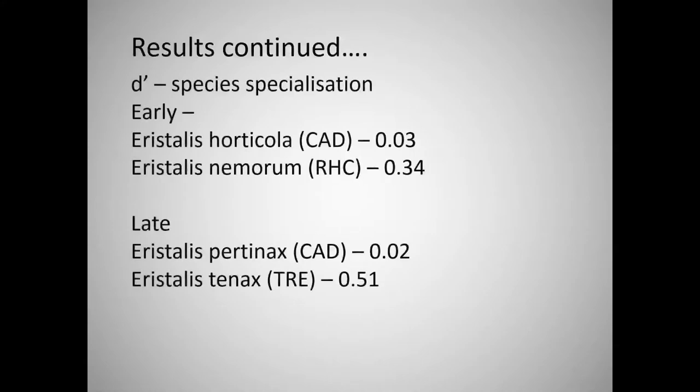When we looked at the value of d', it was a bigger table, so this is just the edited highlights. d' works in the same way: 0, very generalized, 1, very specialized. In the early period, values ranged from 0.03 to 0.34. So quite generalized. In the later period, values were from 0.02 to 0.51. So again, my species were quite generalized. There were very few exclusive interactions going on between my hoverflies and the different plants.